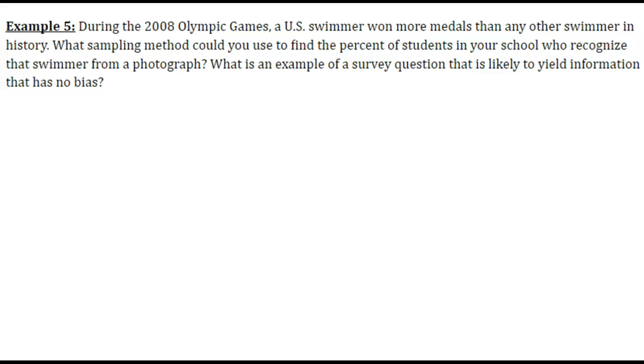During a 2008 Olympic game, a U.S. swimmer won more medals than any other swimmer in history. What sample method could we use to find the percent of students in a school who recognize the swimmer from a photograph? What is an example of a survey question that would likely yield results that have no bias? So there's 2 parts to this. What is a sampling method to find the percent of students who recognize the swimmer in the photograph? The swimmer's Michael Phelps, by the way.